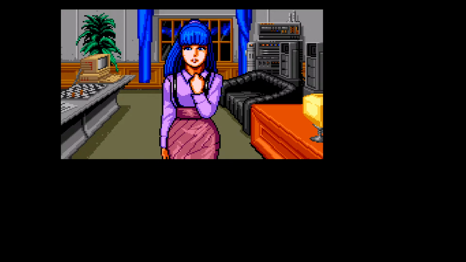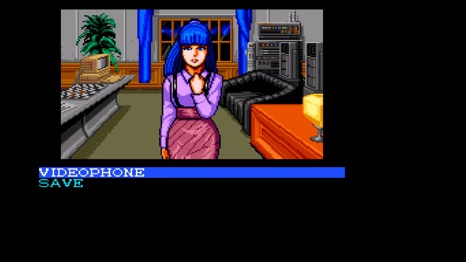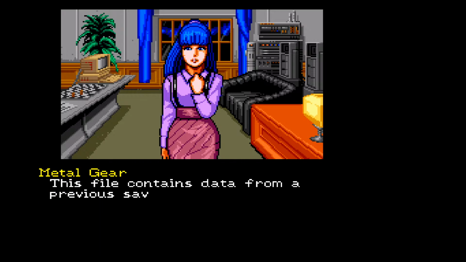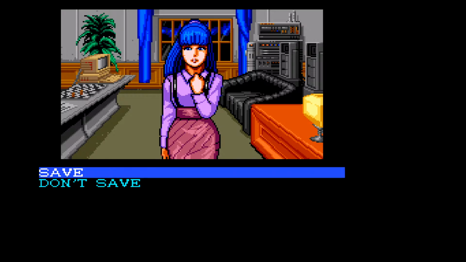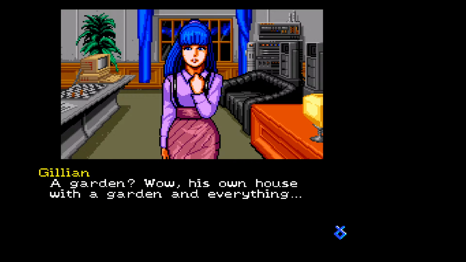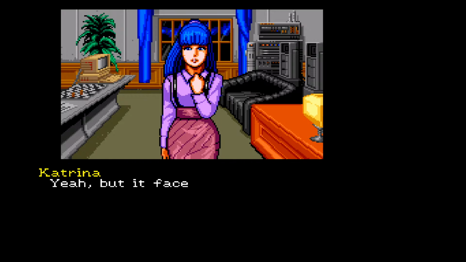Okay, I am gonna go ahead and save, just in case anything happens, because I know there's something that you can do outside. A garden? Wow, his house with a garden and everything. Yeah, but it faces north and it's really quite small.